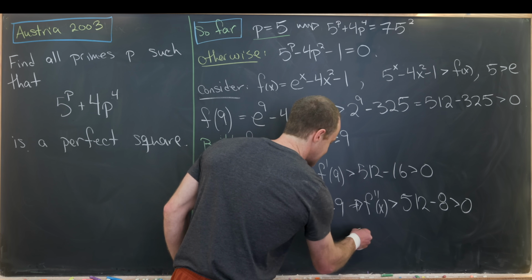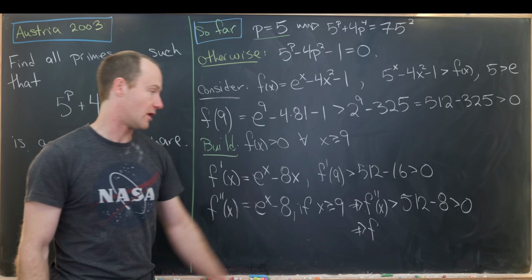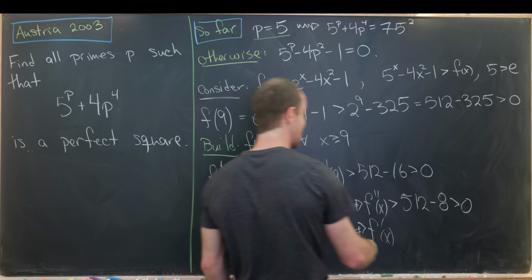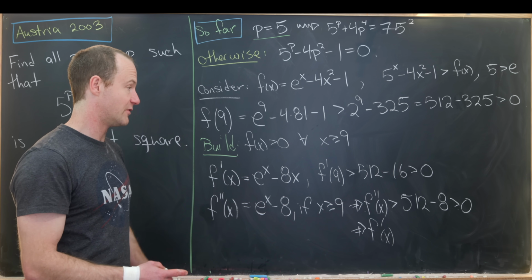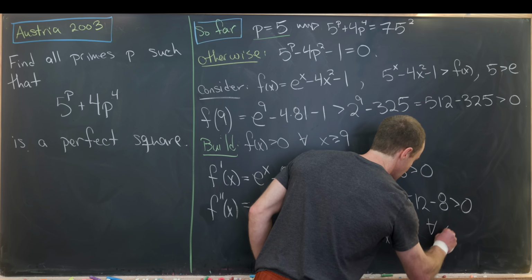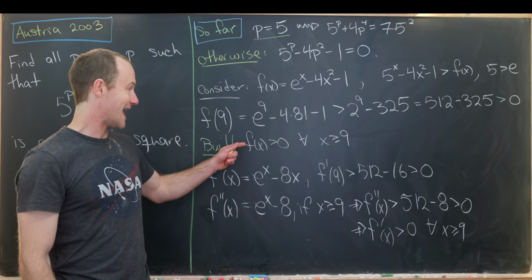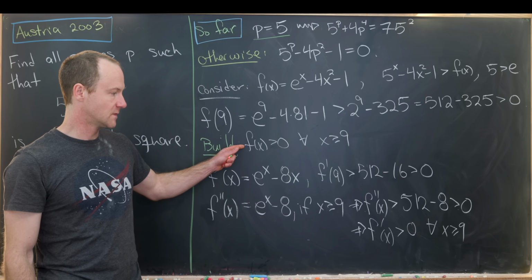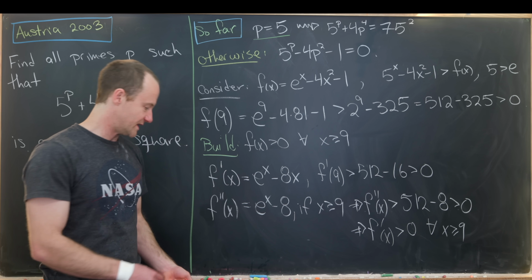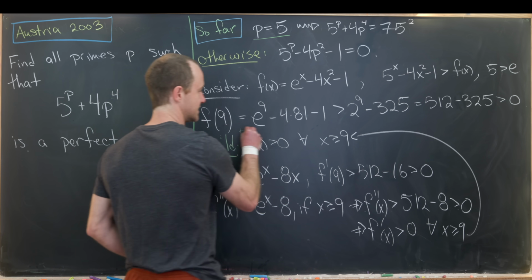Okay, so what does this tell us? That means f double prime of x is bigger than 0 for all x bigger than or equal to 9. So that means f prime of x is increasing, but if f prime of x is increasing and it's positive here, that means that f prime of x is bigger than 0 for all x bigger than or equal to 9. But that means that f is increasing. But if f starts out being positive and keeps increasing, then it's always going to be positive.